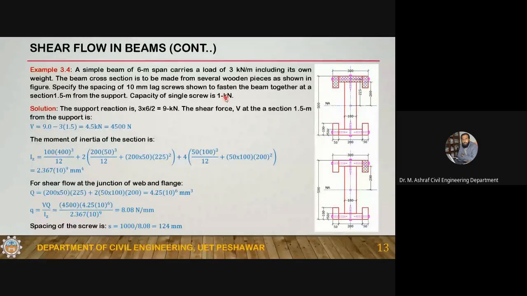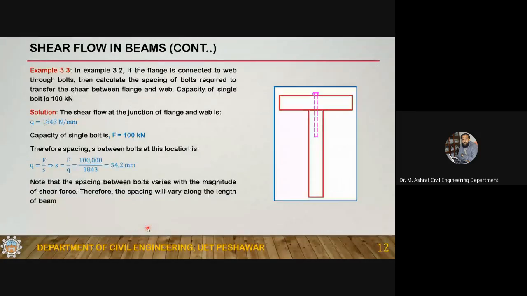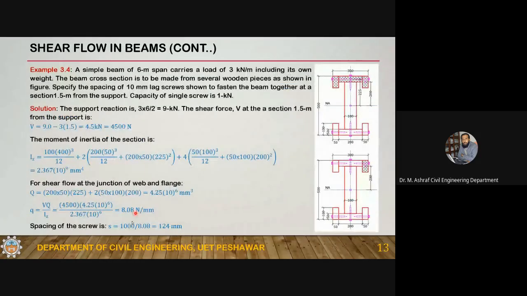Now since the capacity of the screw is 1 kilonewton, the spacing of the screws, S, is equal to the capacity F divided by q, as we did in the previous example. So S is equal to F divided by q, and 1000 divided by 8.08 is 124 millimeters. So what should be the spacing of these screws? The spacing of these screws should be 124 millimeters center to center.